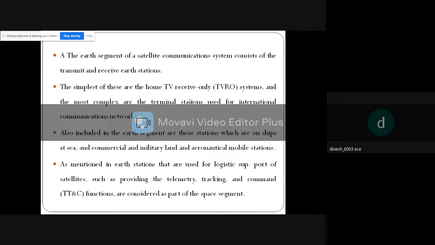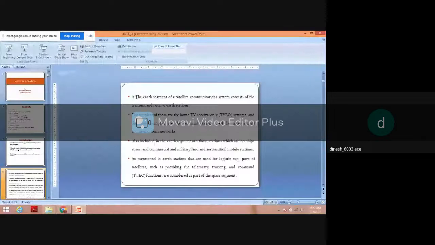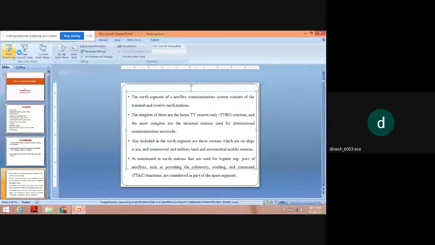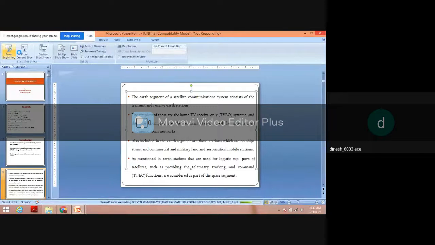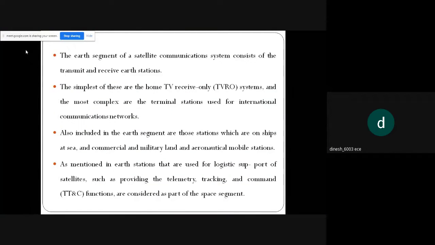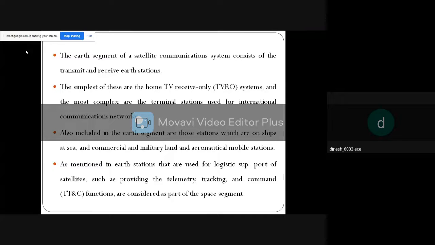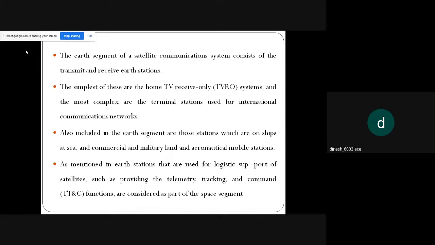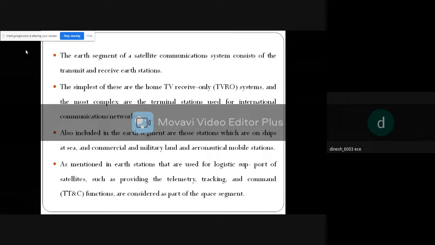So the earth segment of a satellite communication consists of transmit as well as receive earth stations. Transmit would be at your transmitter part, receive would be at your receiver part, and these two are separated at a distance. It could be hundreds of kilometers, 100, 200 kilometers, or it could be 1000 kilometers, 2000 kilometers, or so on. So the transmit earth station and the receive earth station will always be present a distance apart. The earth segment, which consists of these transmit and receive earth stations, is what we are going to see.